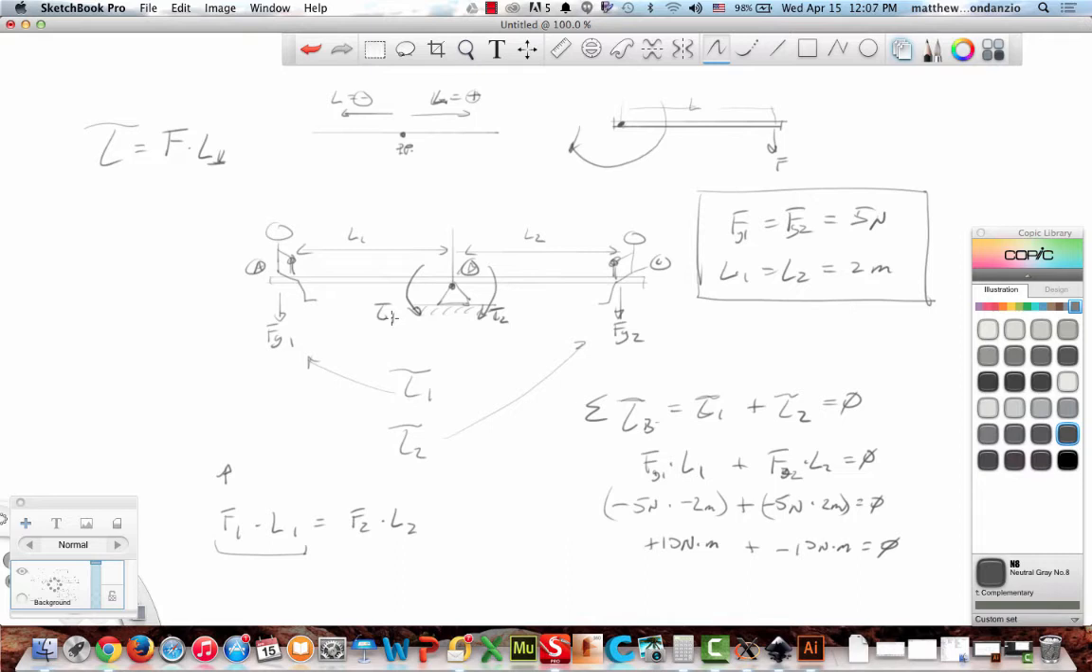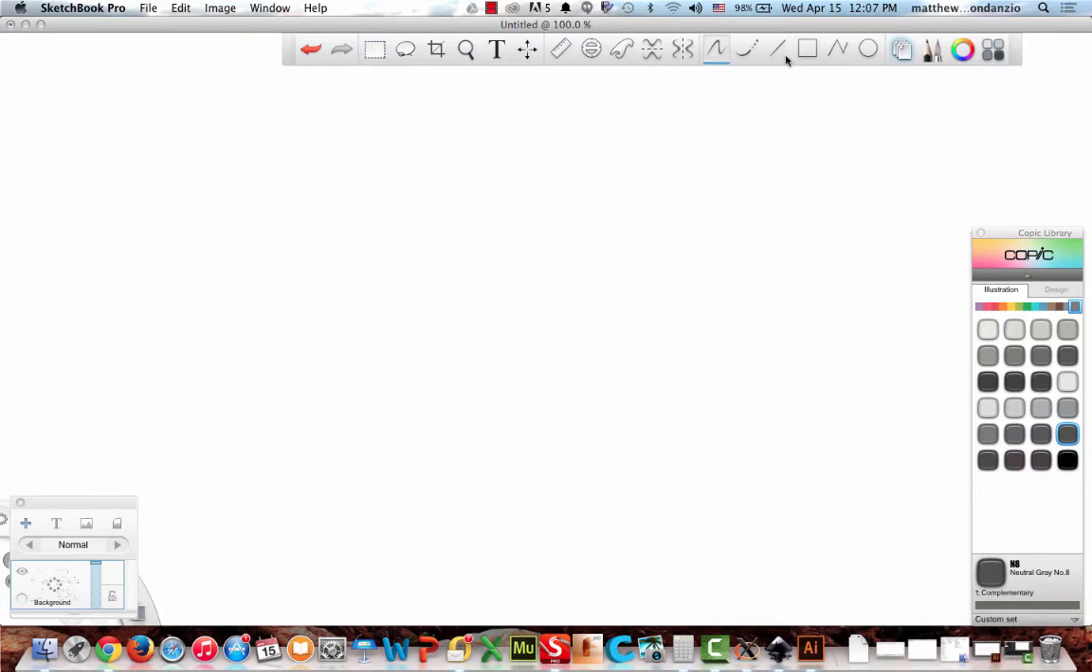Okay. Everyone with me so far? Absolutely. Okay. So let's look at the door for a second. Let's look at the door. Okay. Here's the door example. Here's my door.